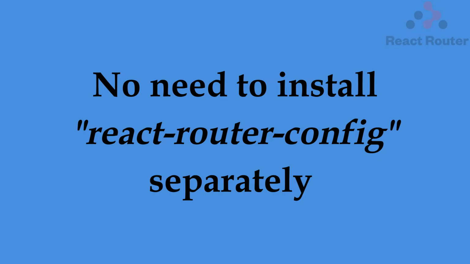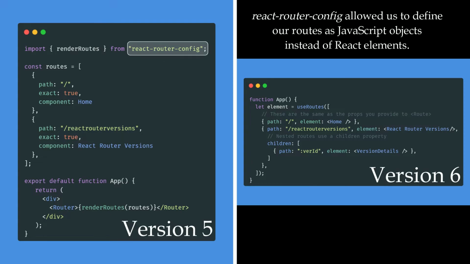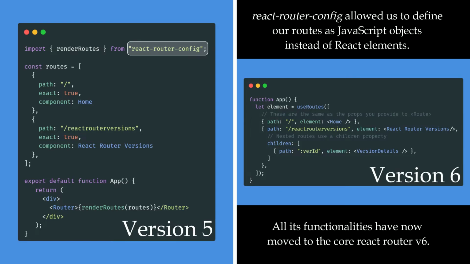Another thing is that we don't need to install React Router Config separately. React Router Config allowed us to define our routes as JavaScript objects instead of React elements, and all its functionalities have now moved to the core React Router version 6.